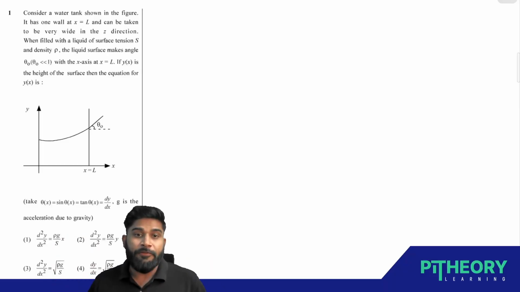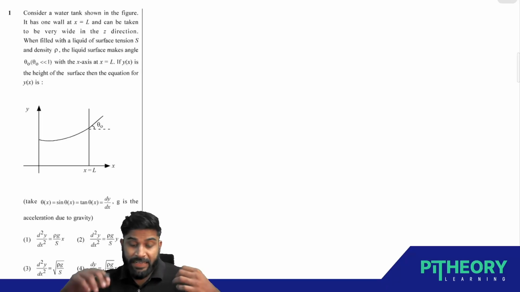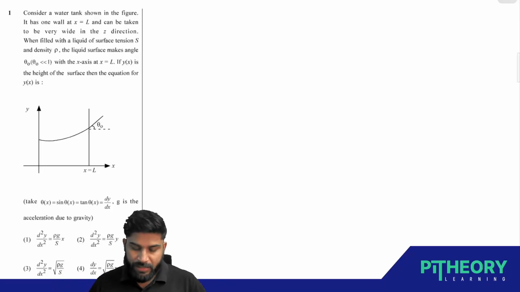What is it? We have a water tank, right? It has one wall at x equal to L and can be taken to be very wide in the z direction, right? When filled with a liquid of surface tension S and density rho, the liquid surface makes angle theta naught, which is very much less than 1, with the x-axis at x equal to L. If y of x is the height of the surface, then what is the equation for y of x is the question. And there are certain approximations that you can actually use in this, and the options are given.